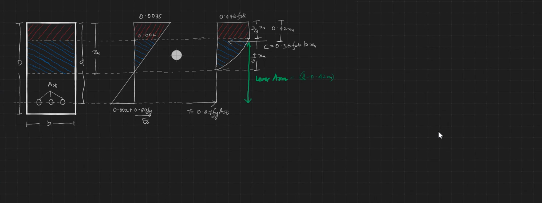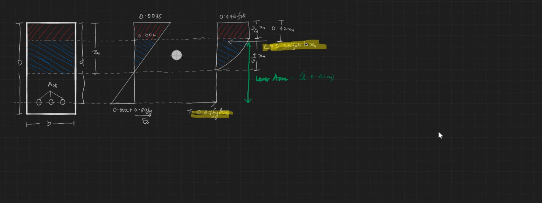Now, if you see the stress strain diagram for a singly reinforced section, you could see the tensile force, that is 0.87 Fy Ast, acting here, and the total compressive force of 0.36 fck b xu acting here. And the distance between these two is D minus 0.42 xu, that is your lever arm.